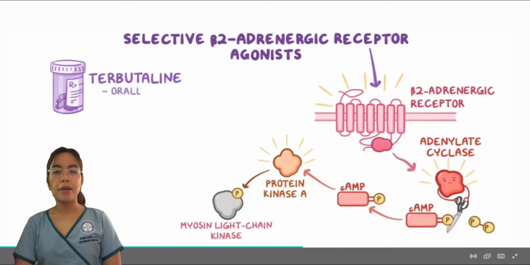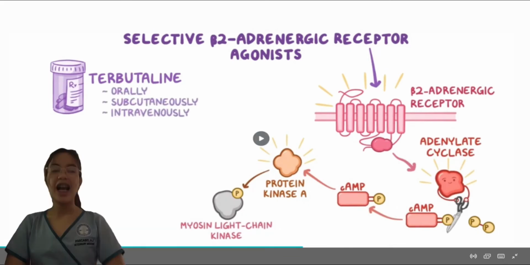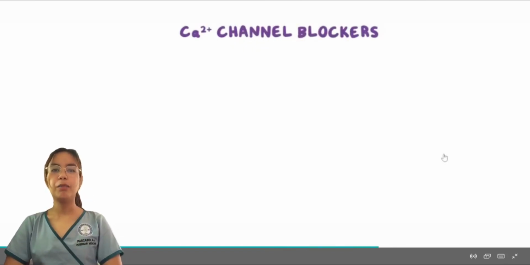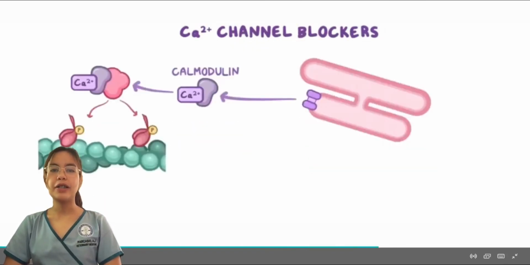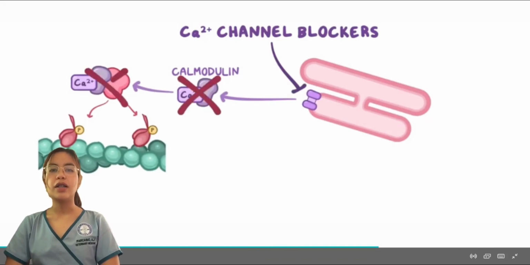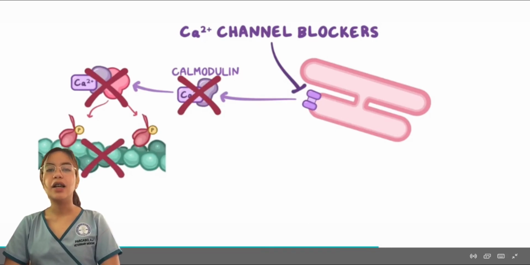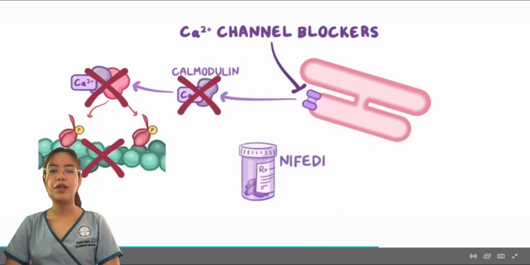Terbutaline can be administered orally, subcutaneously, or intravenously. Next up are the calcium channel blockers. These medications block the influx of calcium ions into the cell so that they won't be able to bind the calmodulin and activate myosin light chain kinase. The final result then is inhibition of uterine contractions.